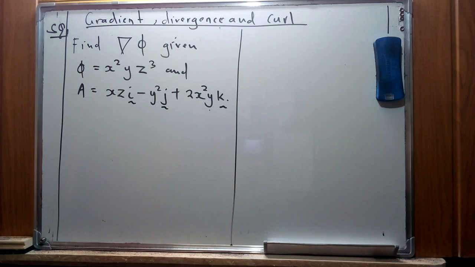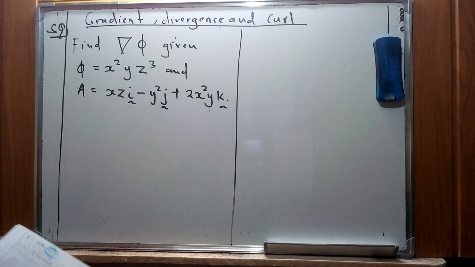Now we have been asked to find del phi, given phi is equal to x squared y, the product of x squared y, or just a compound representation for x squared y z cubed, and a vector A is given as xz i minus y squared j plus 2x squared y k.